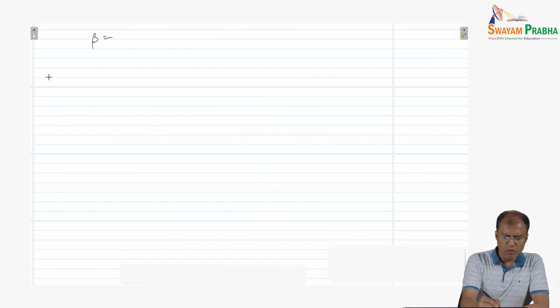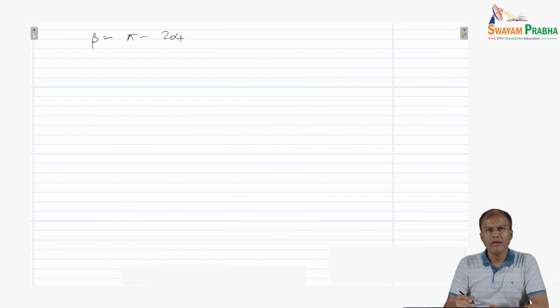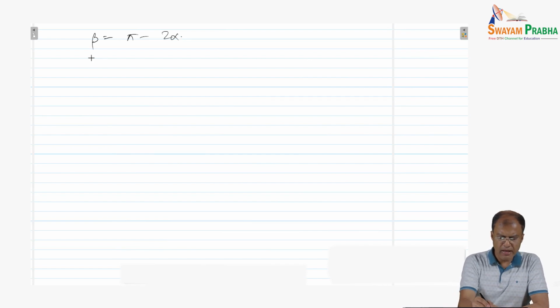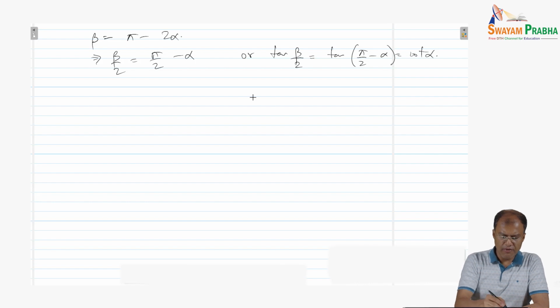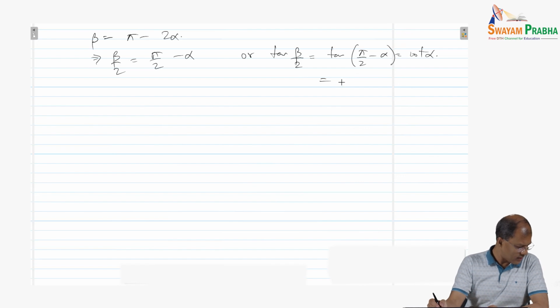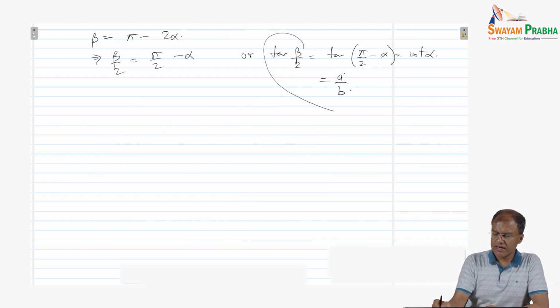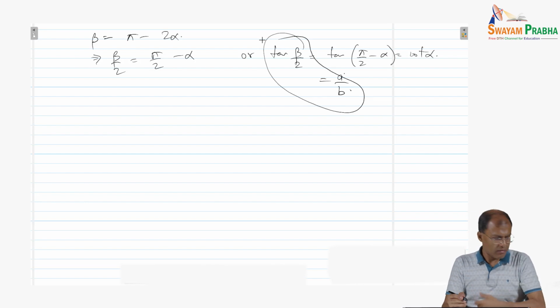So my beta comes out to be, from the diagram, pi minus 2 alpha, right? Or beta by 2 is pi by 2 minus alpha, or tan beta by 2 is tan of pi by 2 minus alpha, which is cot alpha. And I have already found what tan alpha is here. So my cot alpha is the inverse of tan alpha; tan alpha was b by a, so cot alpha is a over b. So that is my deflection angle, and that completes this example.